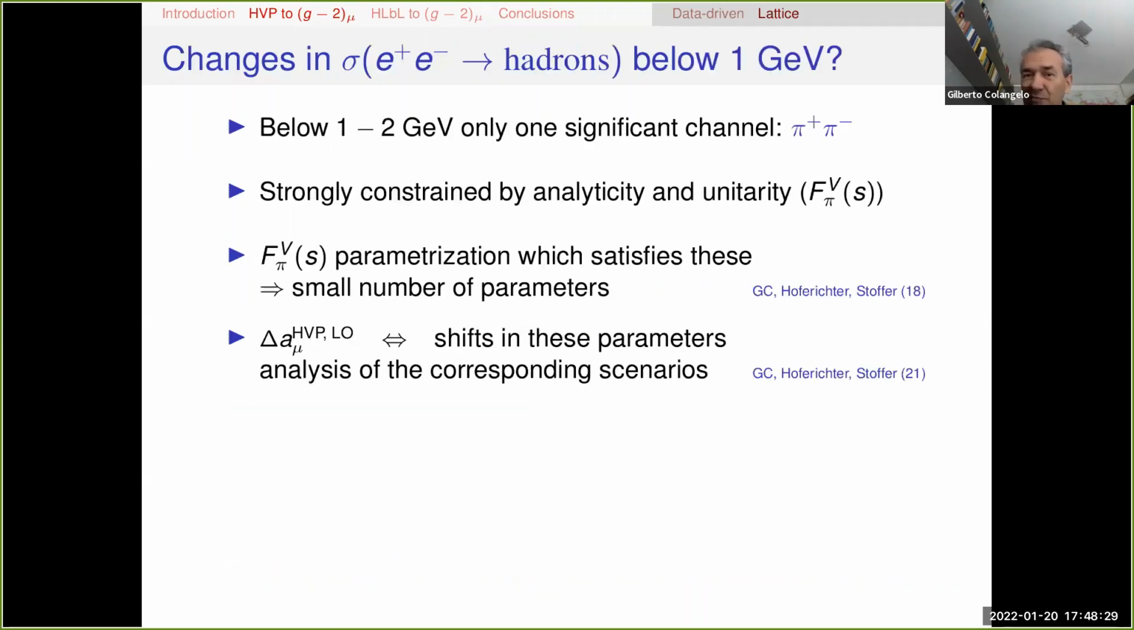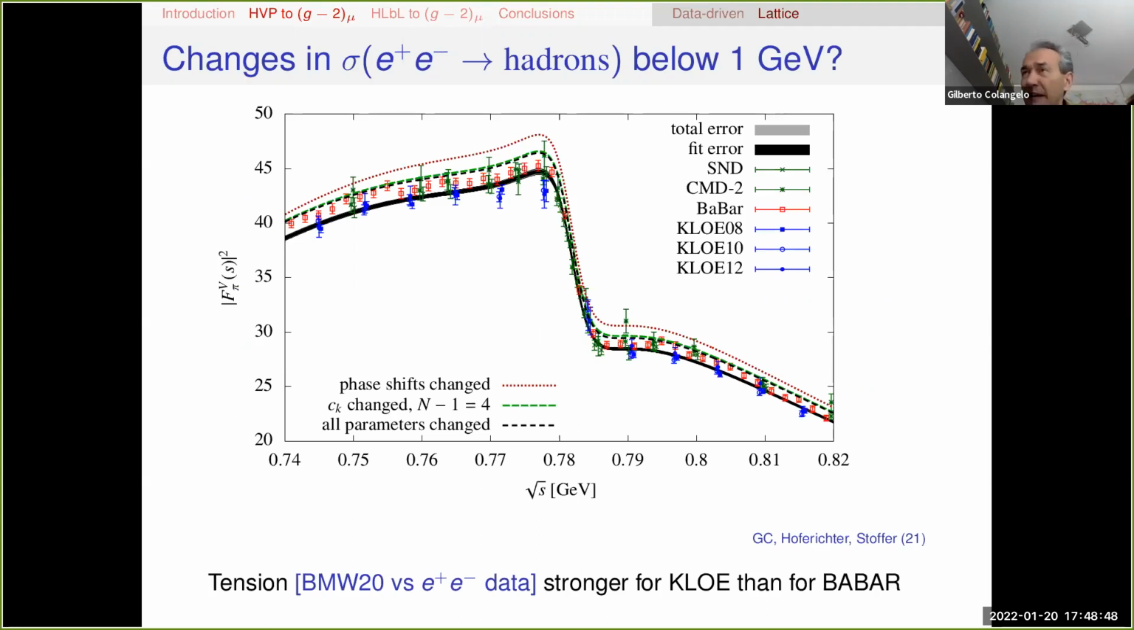Now, if you change the cross section below 1 GeV, it means essentially you have to change the pi-pi channel. And so, together with Martin Hoferichter and Peter Stoffer, we have analyzed this scenario in some detail, in particular because we have this dispersive representation of the two-pion contribution. So we have allowed the parameters in our parameterization, the elastic phase, the inelastic one, etc., to be shifted to explain the difference to BMW. So we have done the fit to the data, but requiring that the total integral gives you BMW instead of being what it is.